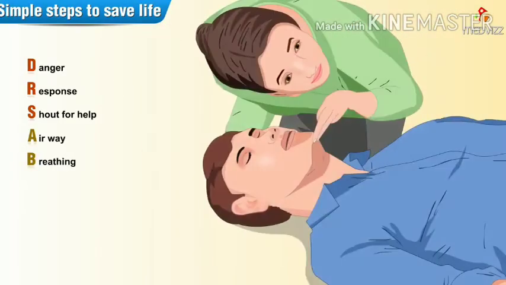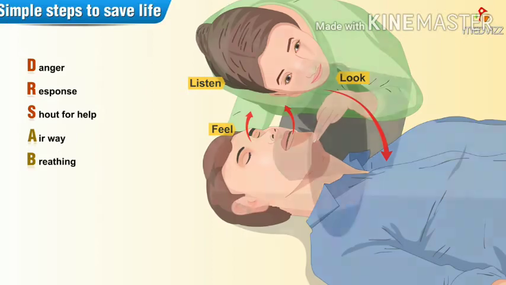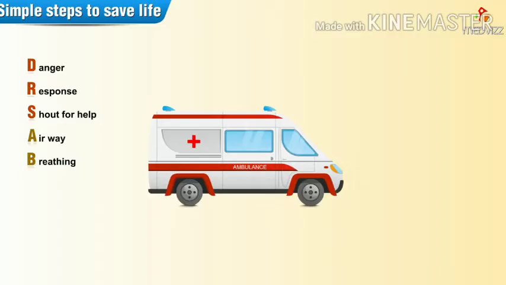B is for breathing. Look, listen and feel for signs of normal breathing. Look for normal chest movements. Listen for normal breathing sounds. And try to feel their breath against your face. Do this for no more than 10 seconds. If there is no sign of breathing, or if they are breathing in an unusual, noisy way, we need to start CPR. First, make sure that an ambulance is on its way.